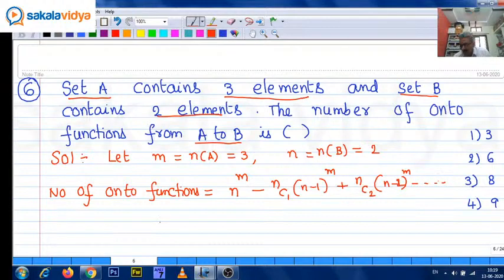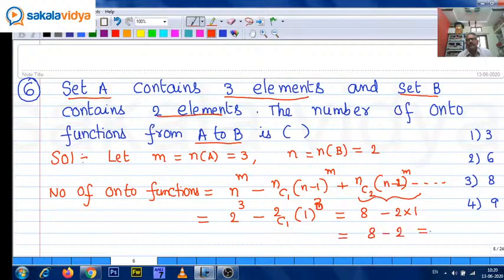Let us substitute the value. Here n means 2, this will be 2 cube minus 2C1, 2 minus 1 is 1, 1 to the power of m. Because 2 minus 2 is 0, you need not write these terms. Up to this is enough. So m means how much actually here? 3. This equals 2 cube is 8, 2C1 is 2 multiplied by 1. 8 minus 2, whose value is 6. That means second option is the right option. Second option is the right option.